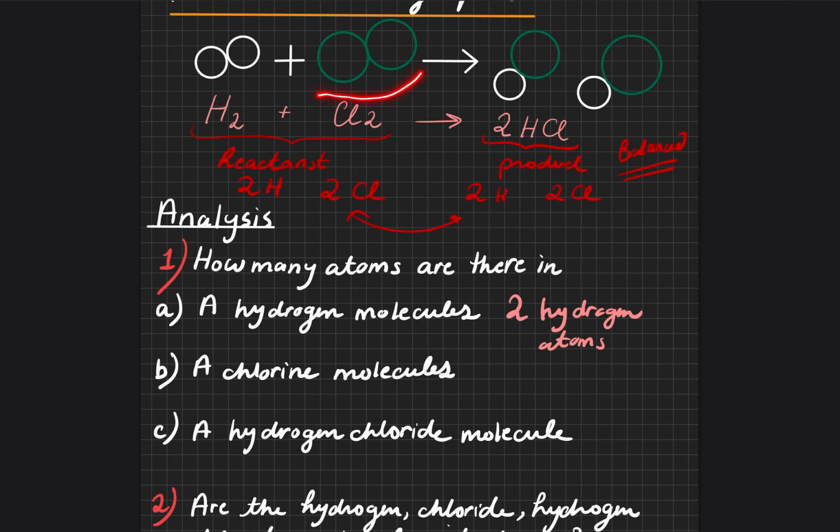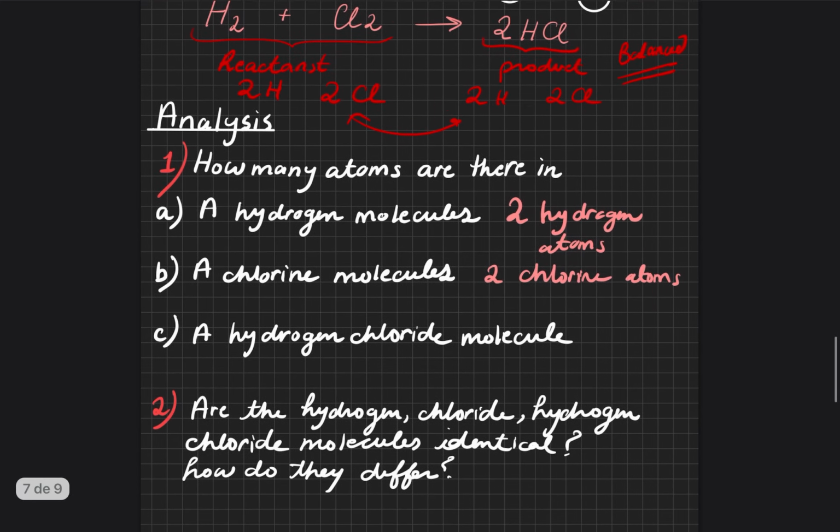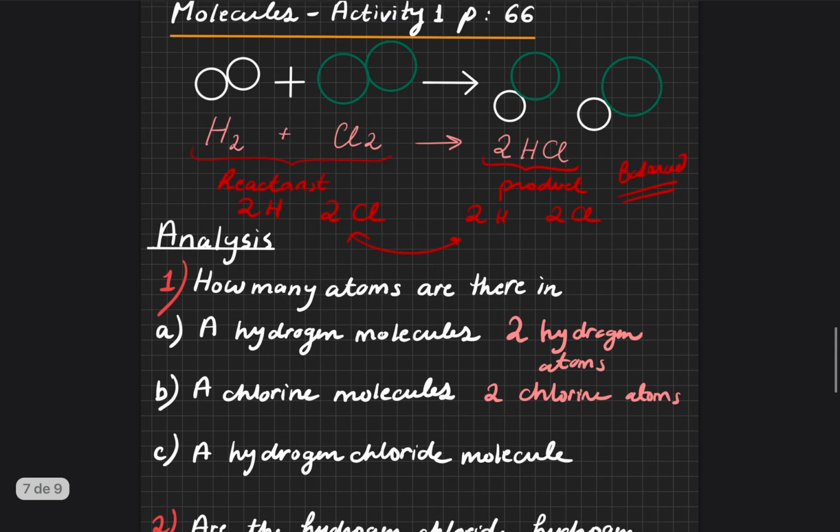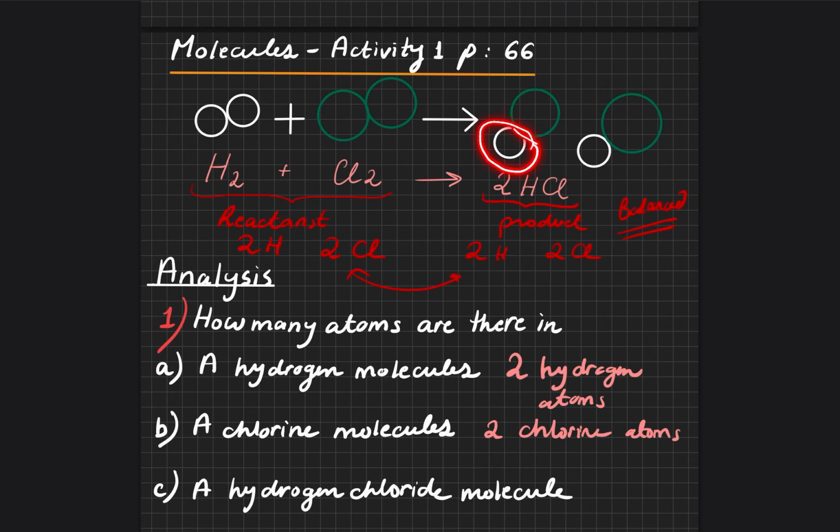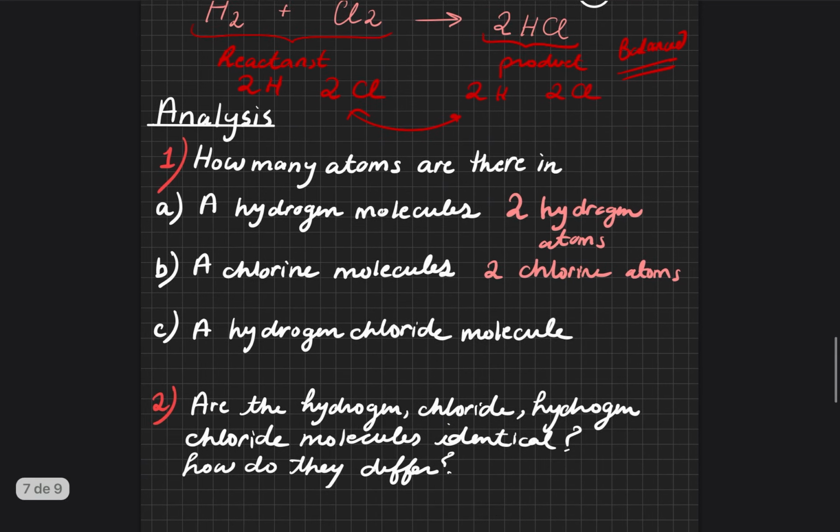And similarly, how many atoms do we have in the chlorine molecule? So this is the chlorine molecule. We have two chlorine atoms. Again, in the hydrogen chloride molecule, how many atoms do we have? We have two atoms, right? We have two atoms, but each one is of a different kind. We have one hydrogen and one chlorine atom.